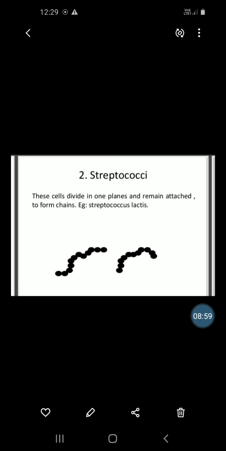Next, streptococci. These cells divide in one plane and remain attached to form a chain. It means streptococci are always present in a chain. For example, Streptococcus lactis. Here we can see the chain of streptococci.